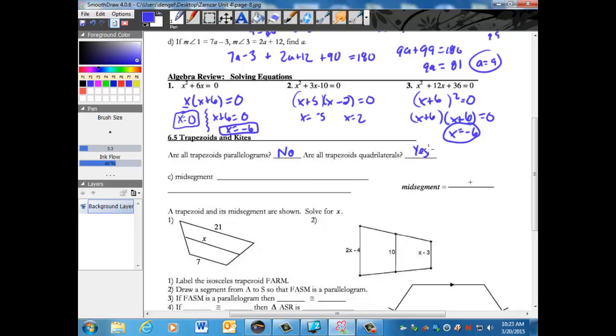Alright, to our mid-segment. You may recall that in the past we had a mid-segment involving a triangle. That was in our last unit. And this is similar, but it's not exactly the same. This is a mid-segment for a trapezoid. And what we're going to say is that this is a segment joining the midpoints of the two non-parallel sides.